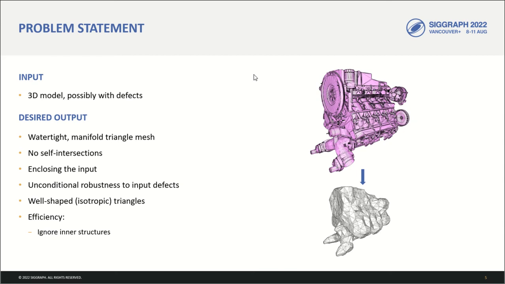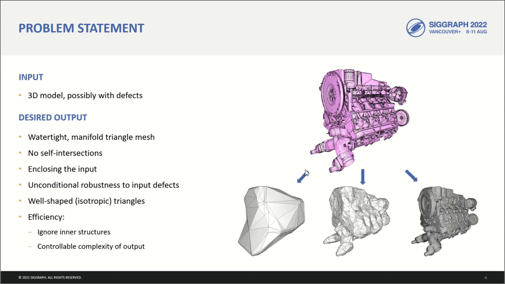We addressed the problem of generating a watertight and orientable surface triangle mesh that strictly and tightly encloses the input. The algorithm must be robust to defects. In particular, we wish to have a way to control the complexity of the output. This is an example with 3 resolutions, 3 wrap meshes with different complexity.